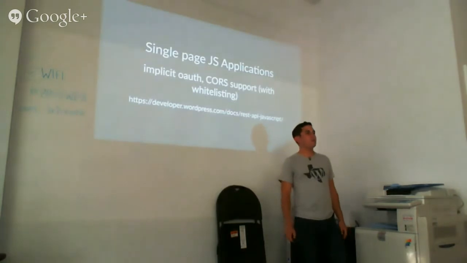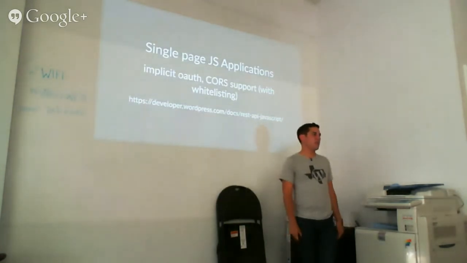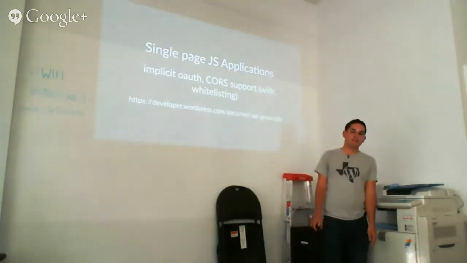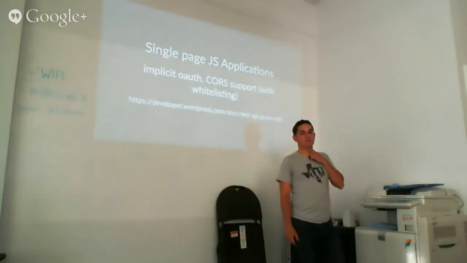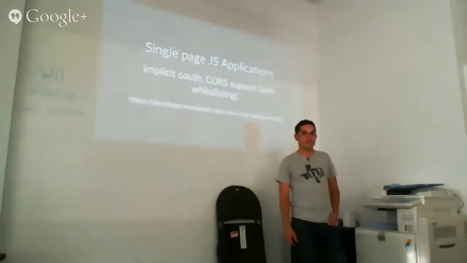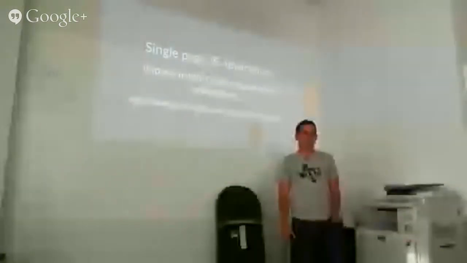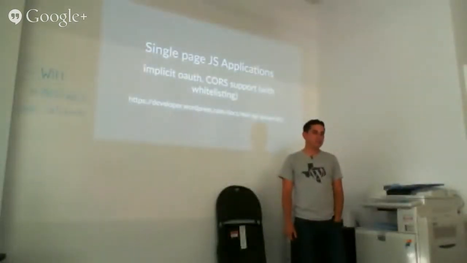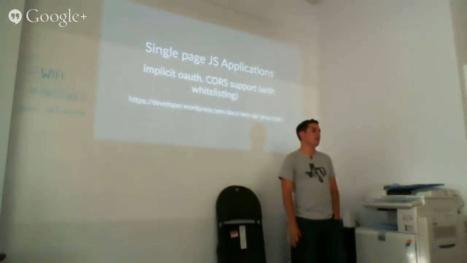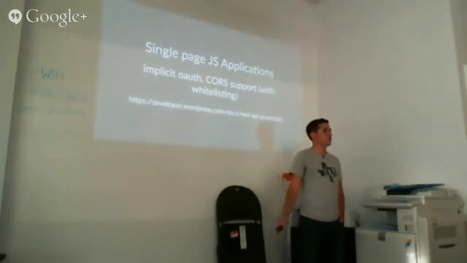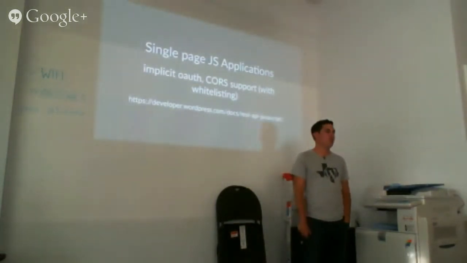So a lot of you might be building single-page JavaScript applications. And for a long time, that wasn't really possible with the REST API. But as of about a month ago, we've added implicit OAuth and CORS, so cross-domain origin requests, into the API. So now it is actually possible to create a fully fledged JavaScript client-side only application and do all of your API requests through AJAX, which is really neat.